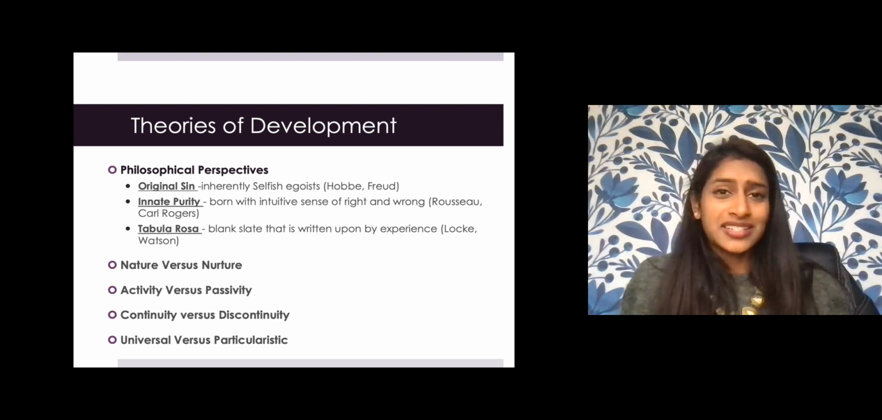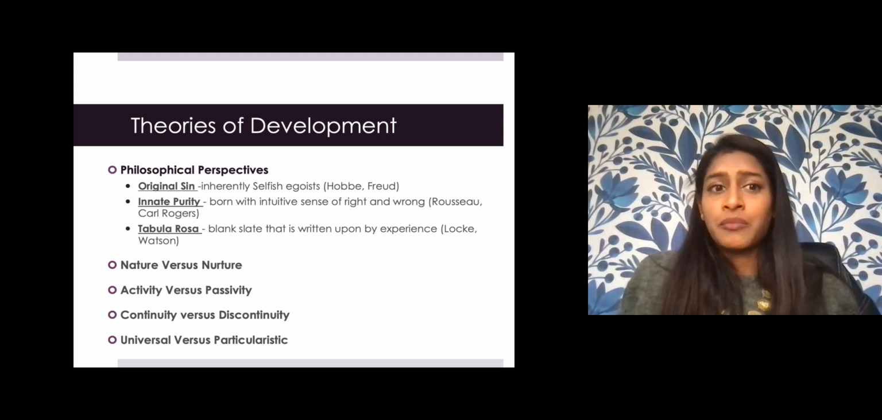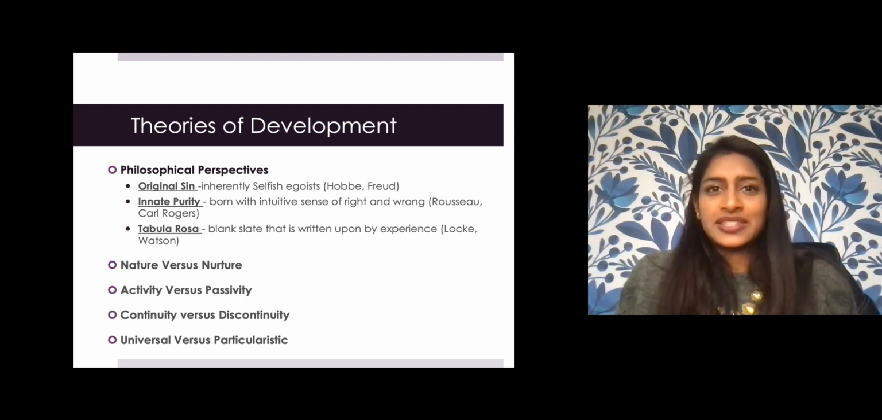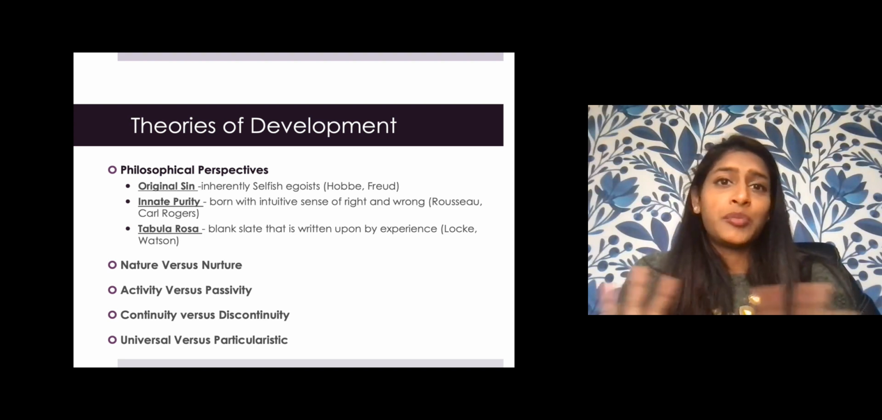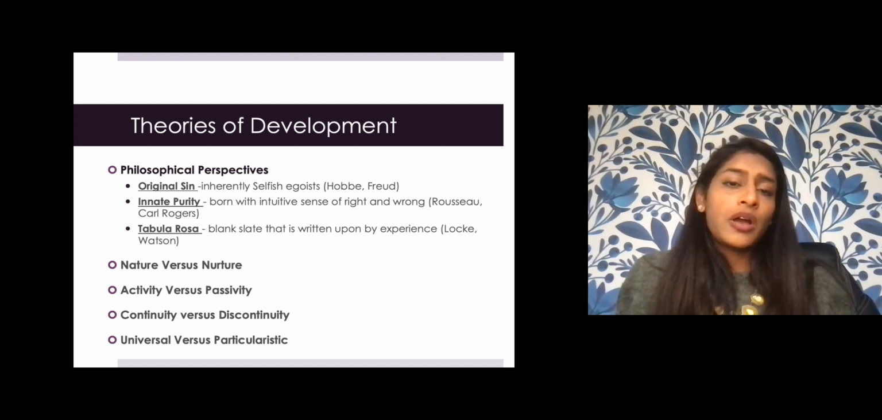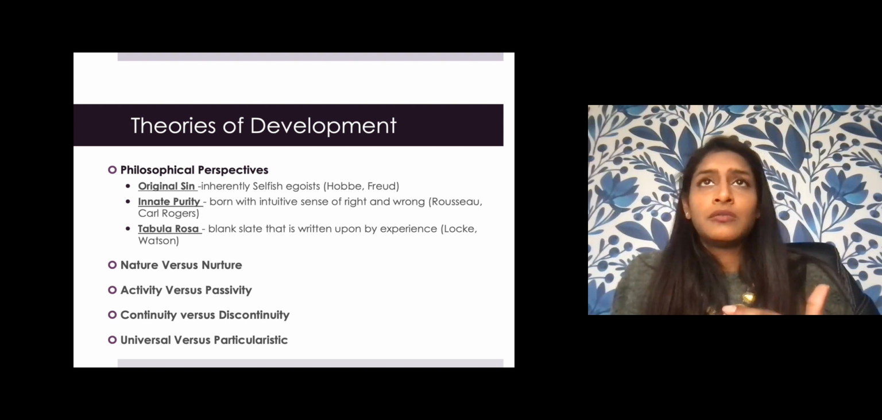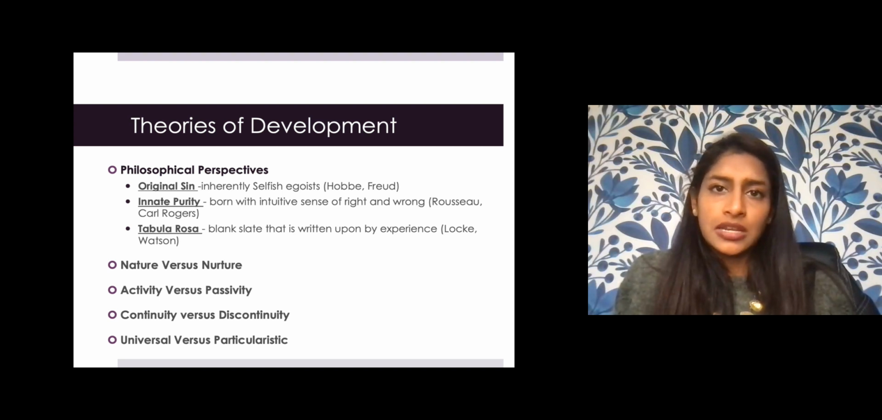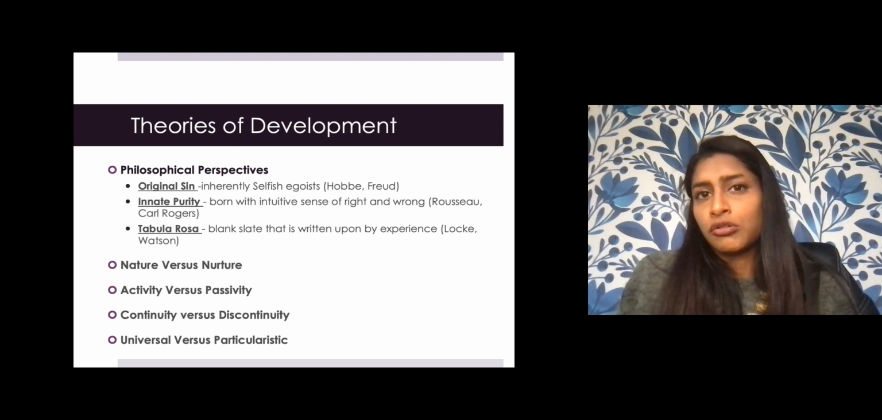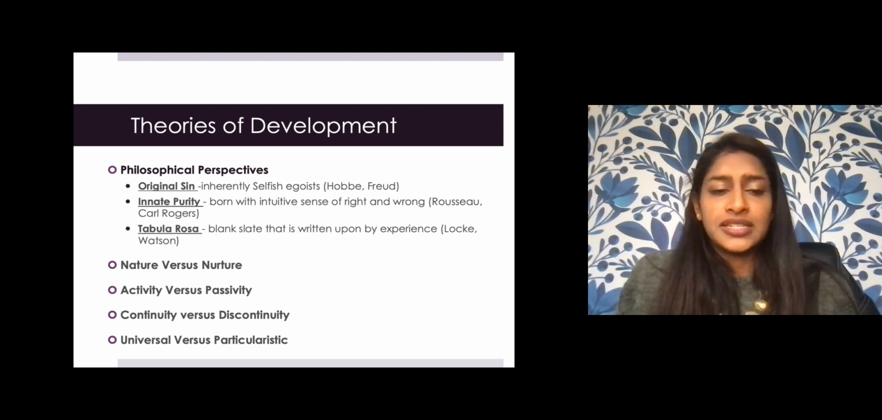Now, each of these perspectives is slightly different, right? One is suggesting we're born inherently bad. One is suggesting we're somewhere in the middle, or I guess that we have the understanding of right and wrong. And then the last suggests that we are completely blank slates. Now, we've added to many of these theoretical perspectives, but it's really important for us to have a basic foundation of the theories that really help to create the field as we know it today.